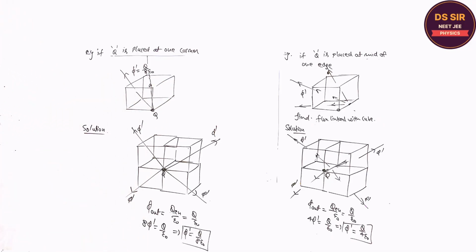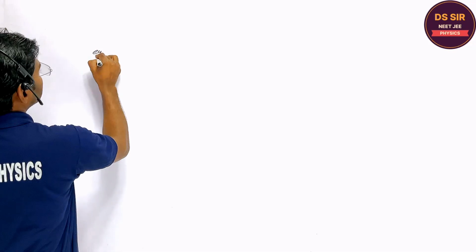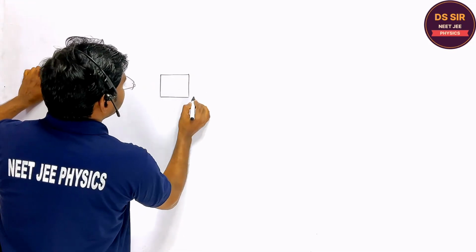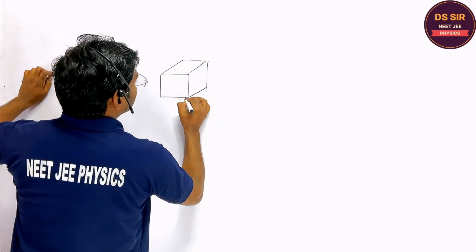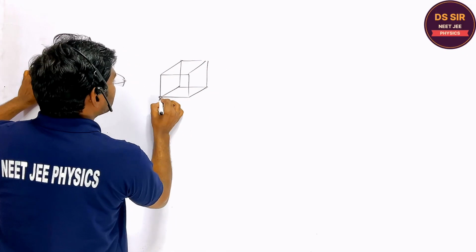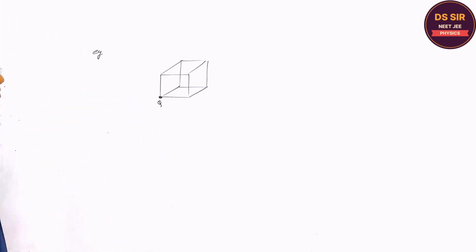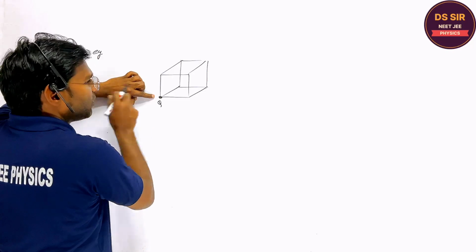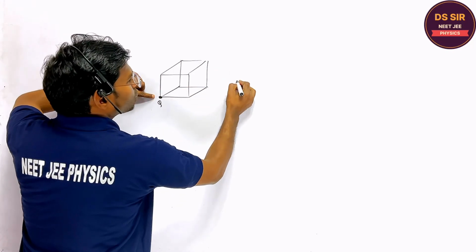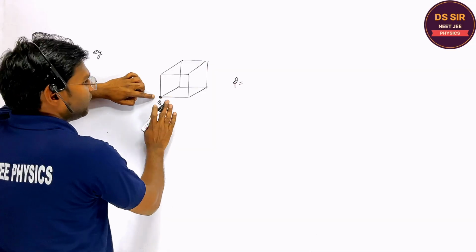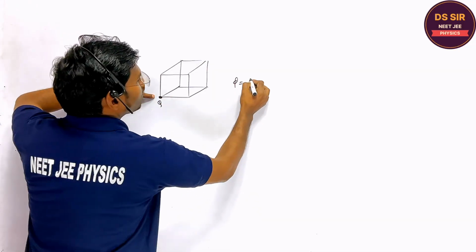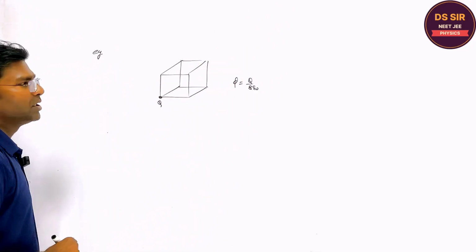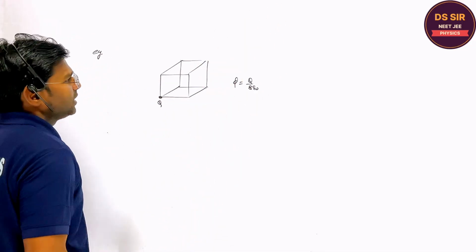Right? Copy this. Now the very important question, not given in your sheet. Suppose this is the cube, all right, and this is the charge q over there. Are you getting? So the charge q is placed at one corner. So what is the flux linked with this cube? Just now we found the flux linked with this cube is nothing but q upon 8 epsilon naught.